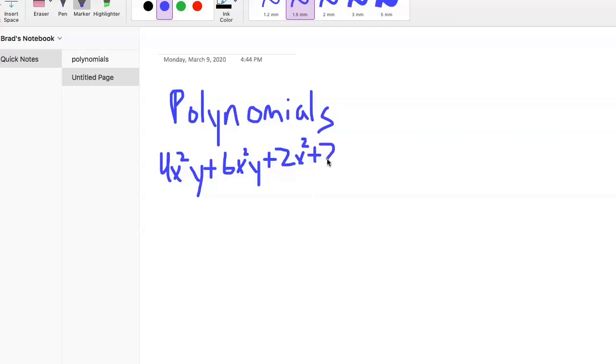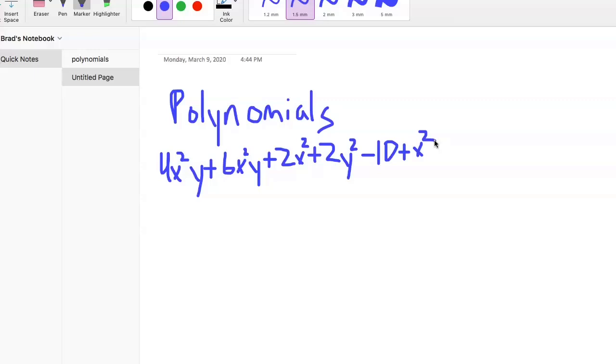Plus 2y squared minus 10 plus x squared. All right. Oh my goodness. So what are we going to do with all of this stuff?